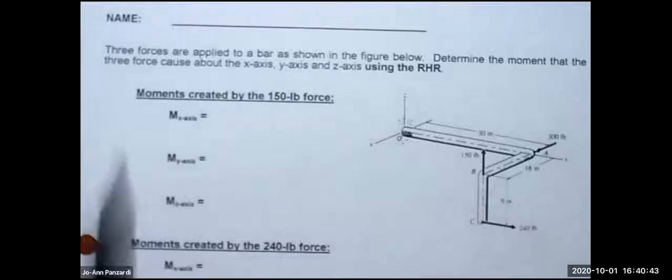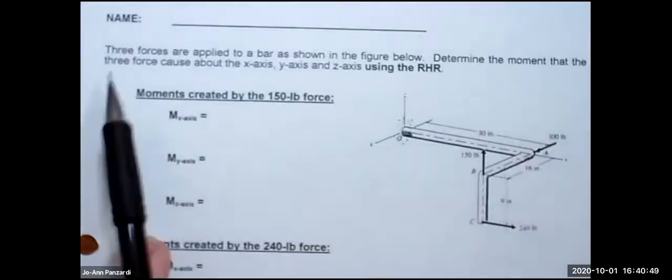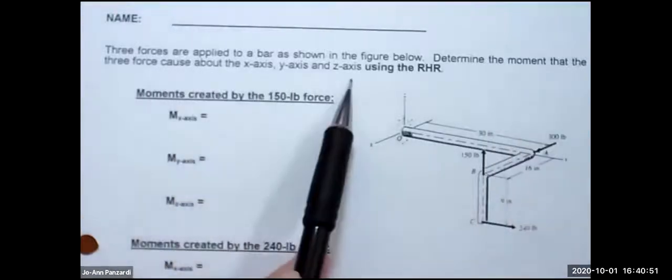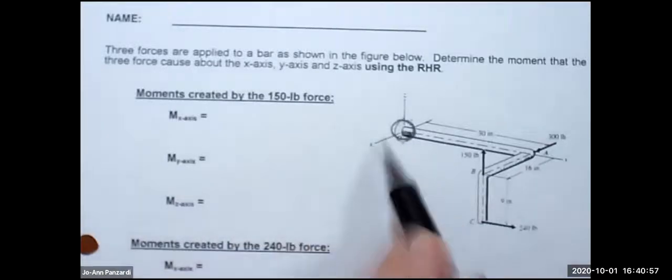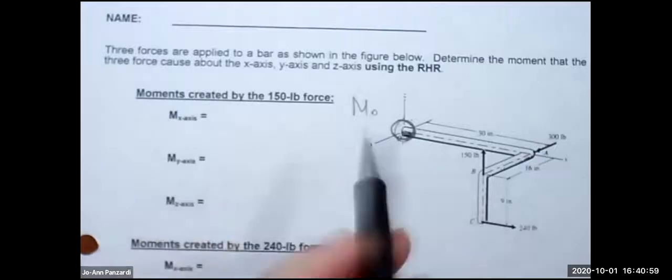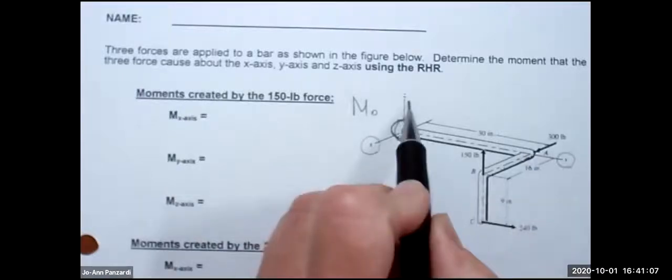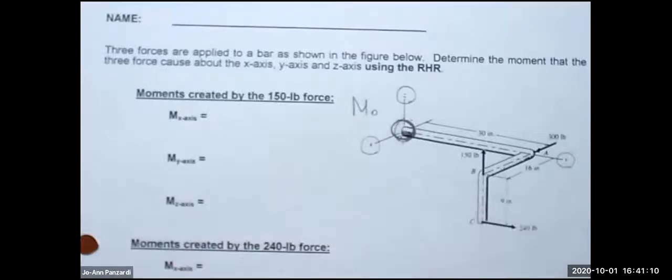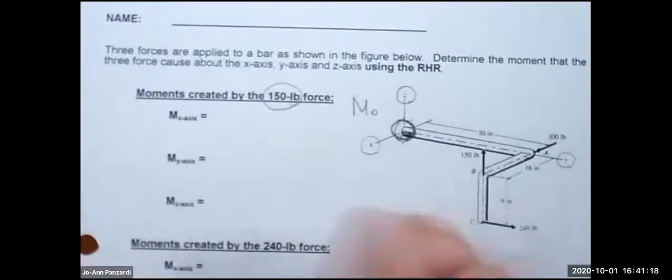Okay, so it says three forces are applied to a bar as shown in the figure. Determine the moment that the three forces cause about the X, Y, and Z axes. So we could look at point O, but we're really trying to determine what is the moment about point O, which means what is the moment going around the X axis through point O, what's the moment about the Y axis, and what's the moment about the Z axis through point O, okay? And we're going to use the right-hand rule. So the first force we're going to look at is the 150-pound force. So let me get some markers.